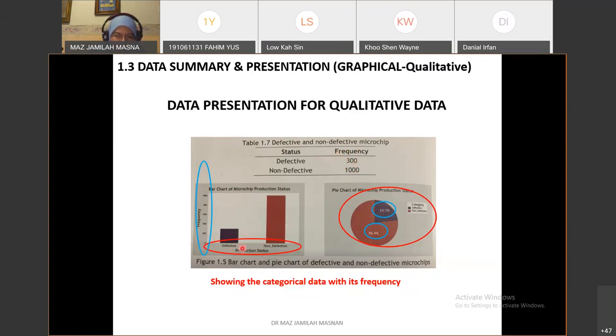So you have defective, you have non-defective, and you have the values for the defective item and the values for the non-defective item. So in this particular case, actually, you can choose to put the value here on the bar. But now we don't put that, okay? So this particular chart shows the categorical data with its frequency or percentage.